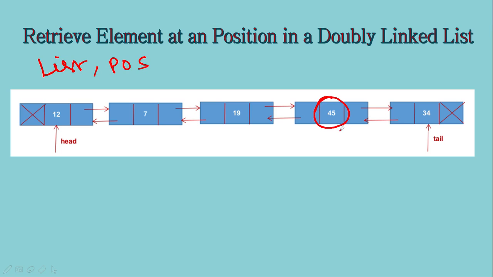The boundary conditions that I have to handle are that the position may not be valid in certain cases. Totally there are 5 nodes here. Suppose I give the position as 6 or 7, then I have to communicate failure to the callee function. When we look at the communication way, we are going to return an element, right?